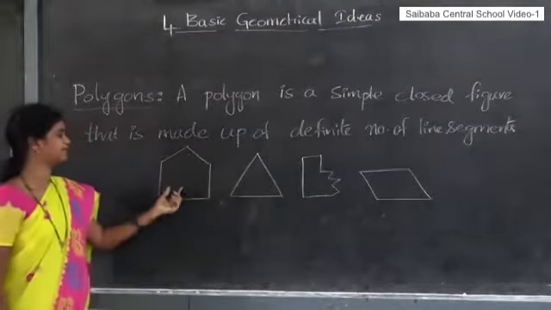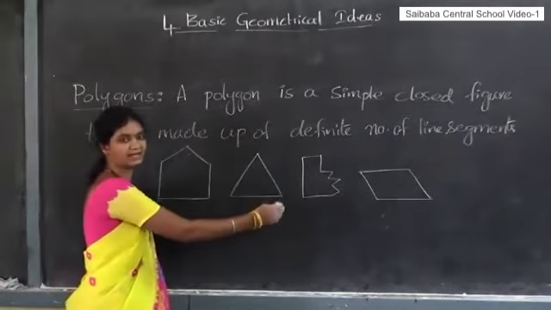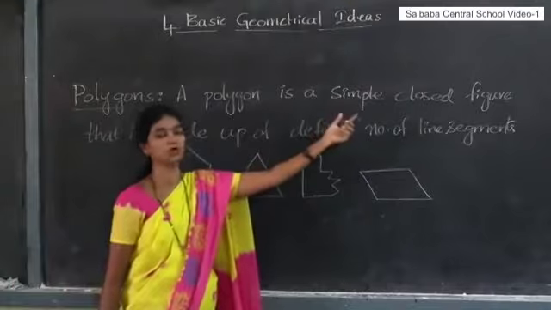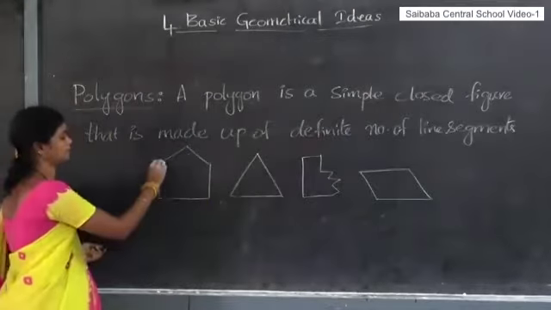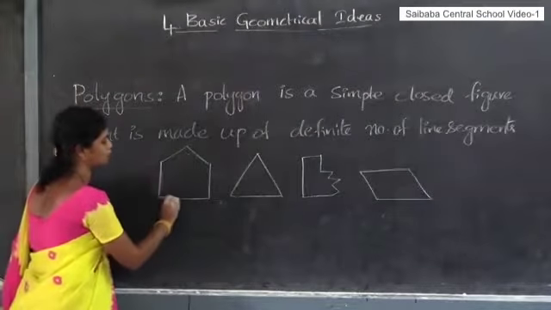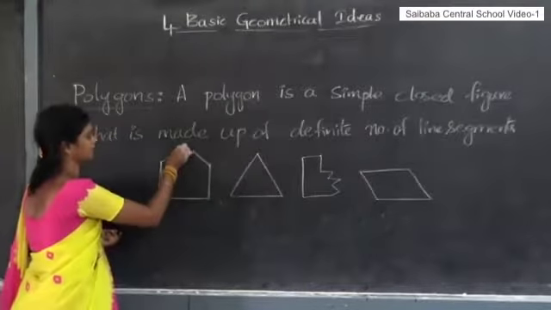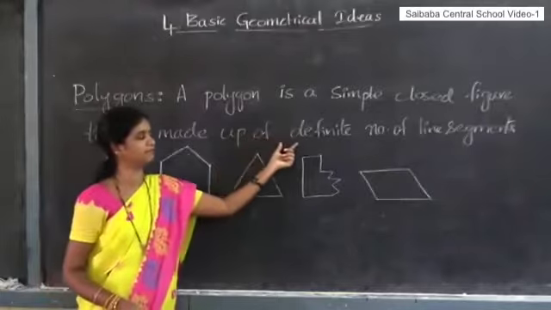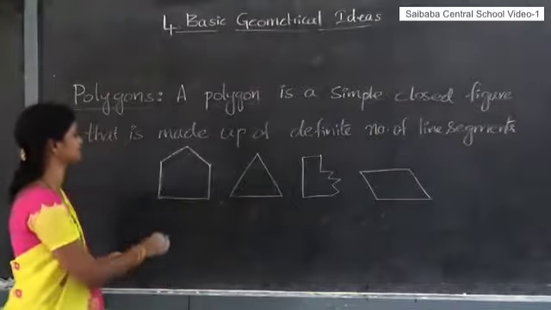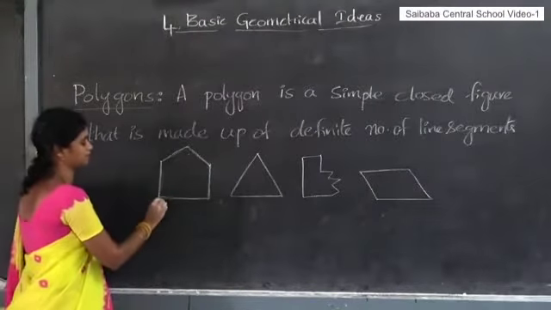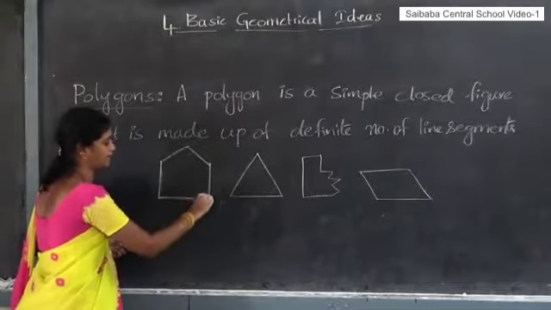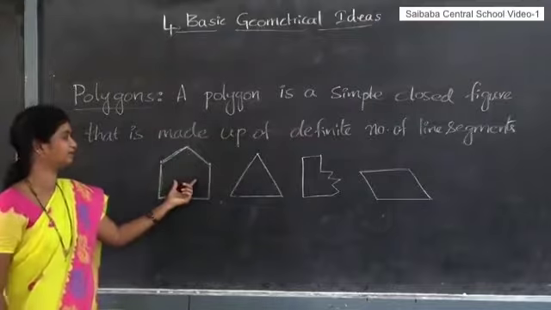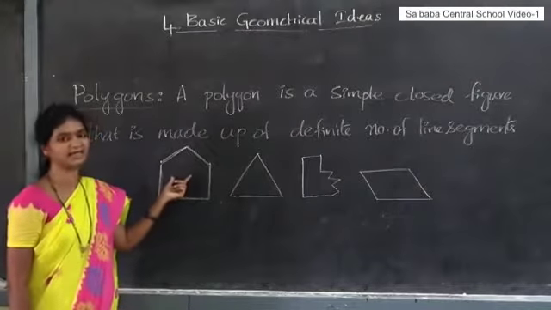See these examples. These are all called polygons. A polygon is a simple closed figure. If you observe here, this is a closed figure. And the next condition, what is that? It is made up of a definite number of line segments. So this closed figure must also be formed with line segments.